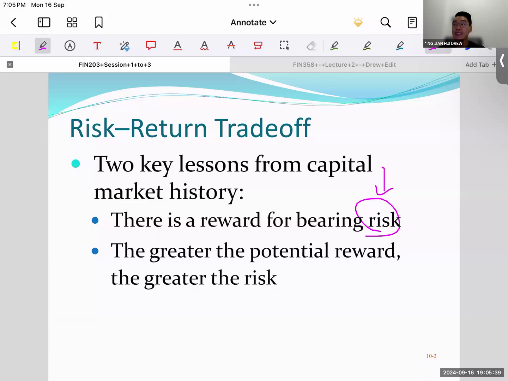this idea of risk in finance is very strict. So there's only certain kinds of risk that you take for which you'll be rewarded.